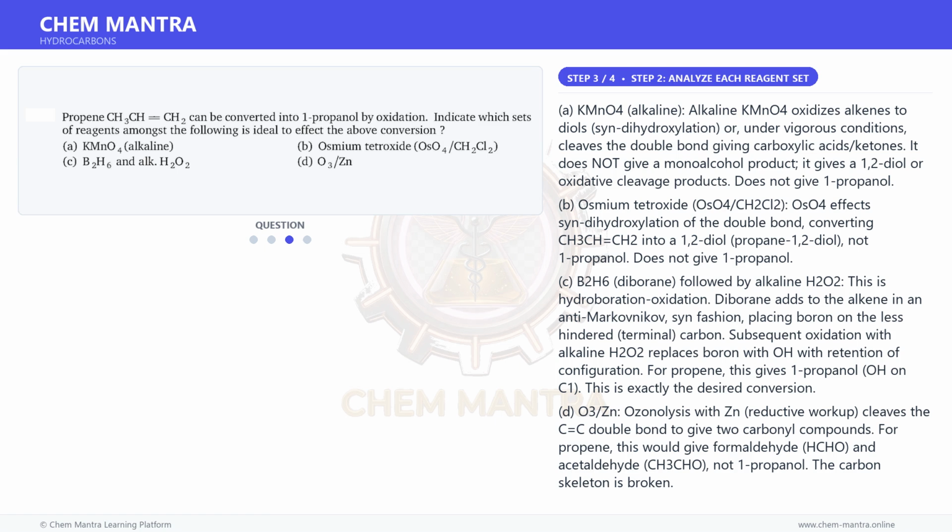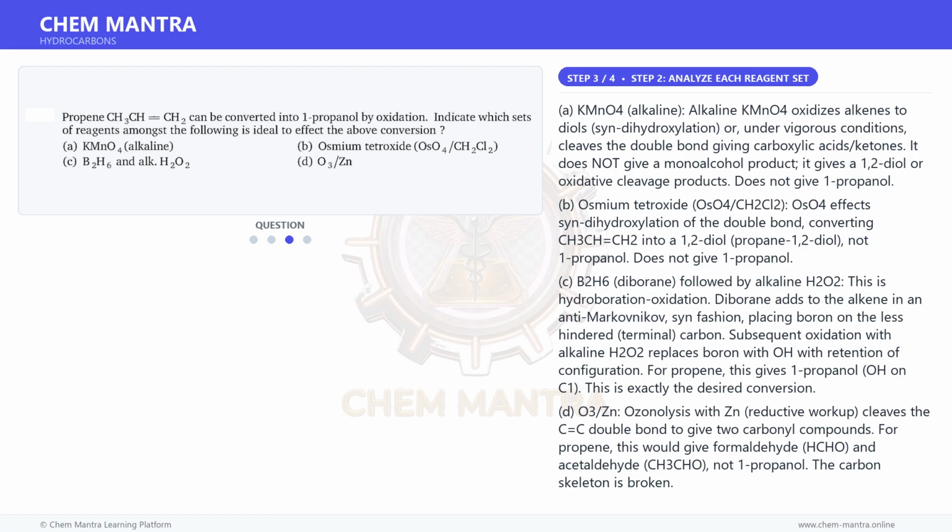C. B2H6, diborane, followed by alkaline H2O2. This is hydroboration oxidation. Diborane adds to the alkene in an anti-Markovnikov, syn fashion, placing boron on the less hindered, terminal, carbon. Subsequent oxidation with alkaline H2O2 replaces boron with OH with retention of configuration. For propene, this gives 1-propanol, OH on C1. This is exactly the desired conversion.